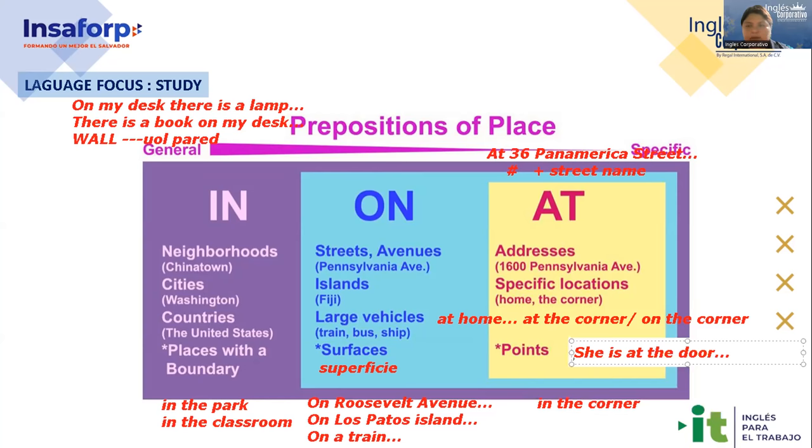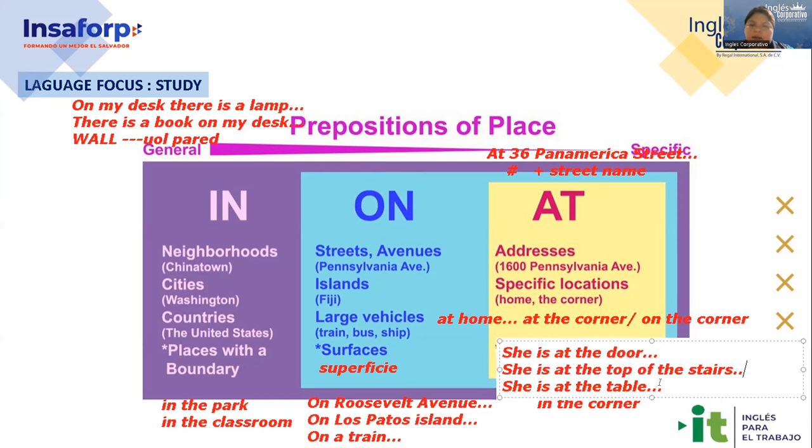Ella está, ¿a dónde? Ok, veamos ahí. Ella está en la puerta. She's at the door. She is at, let's say, the top of the stairs. Está arriba de las gradas. Or another example could be, she's at the table. Pero acá nos estamos refiriendo a que ella está sentada en la mesa, ¿verdad? Sentada, que ya sirvieron la comida.